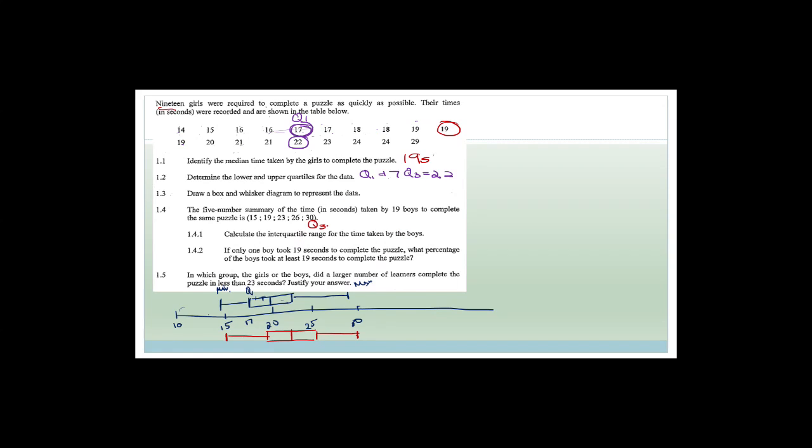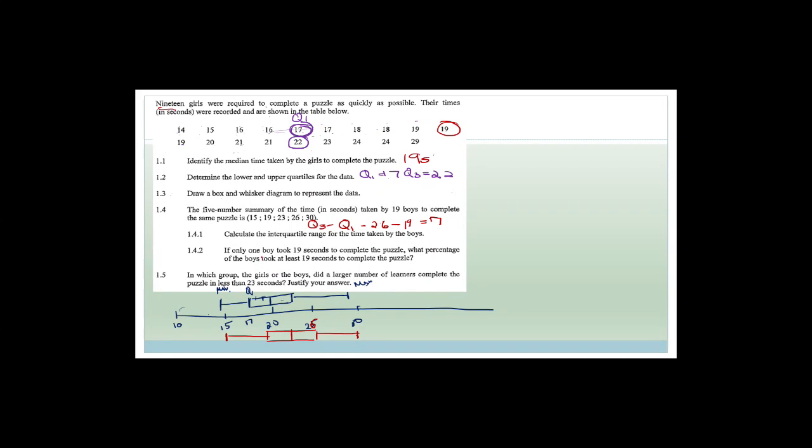So that's going to be Q3 minus Q1. Q3 is 26, sorry, that's not 25, it's 26. So it's going to be 26 minus the lower quartile over here, which is 19. So that there is 26 minus 19, which is 7. So the interquartile range here is 7.